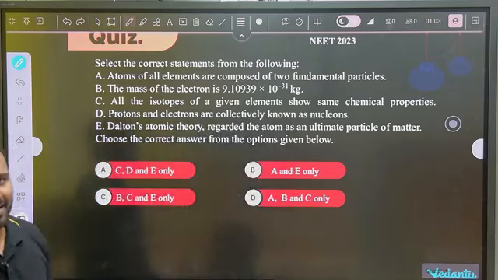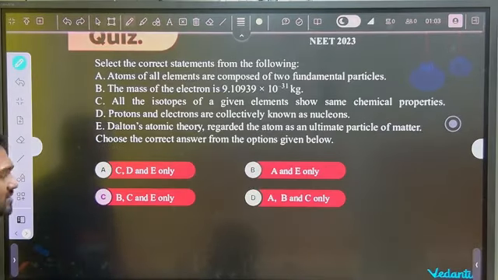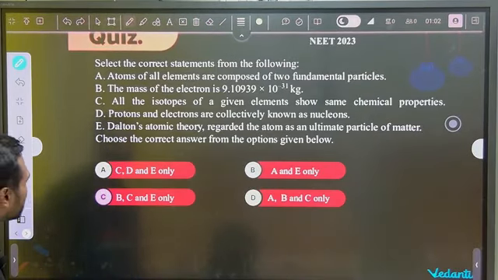So A should not be there and D should not be there, which means the answer will be B, C, E. B, the mass of the electron, is correct. C, all the isotopes have the same atomic number, so the chemical properties are also the same. And E, Dalton's atomic theory regarded an atom as an ultimate particle of matter.